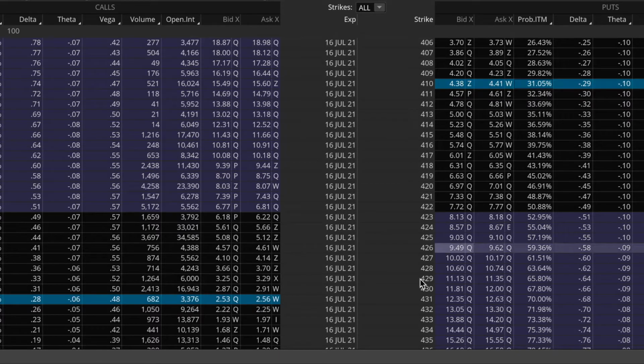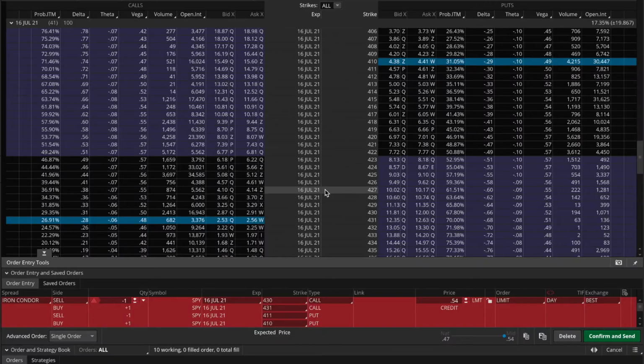entirely. So all the deltas on all four contracts totally cancel out, and you have basically zero delta on this iron condor. Zero delta, zero theta, zero vega, which all equates to the price of this entire spread, or this entire strategy, is not going to move in your favor at all for a very, very long time.